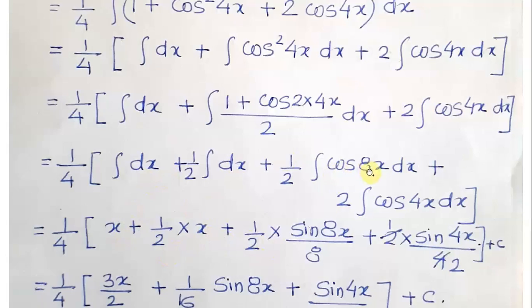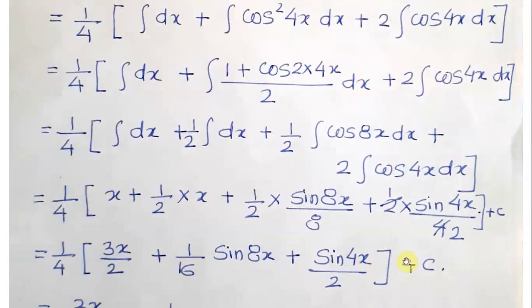Integration of cos 8x, remember 8x is a linear polynomial, so integration of cos 8x is plus sin 8x, and 8x differentiation is 8. Similarly 2 is coming as it is, and integration of cos 4x will become here sin 4x. Okay, and sin 4x, 4x differentiation is 4. 4 and 2 we have cancelled, and a little bit of simplification I have done.